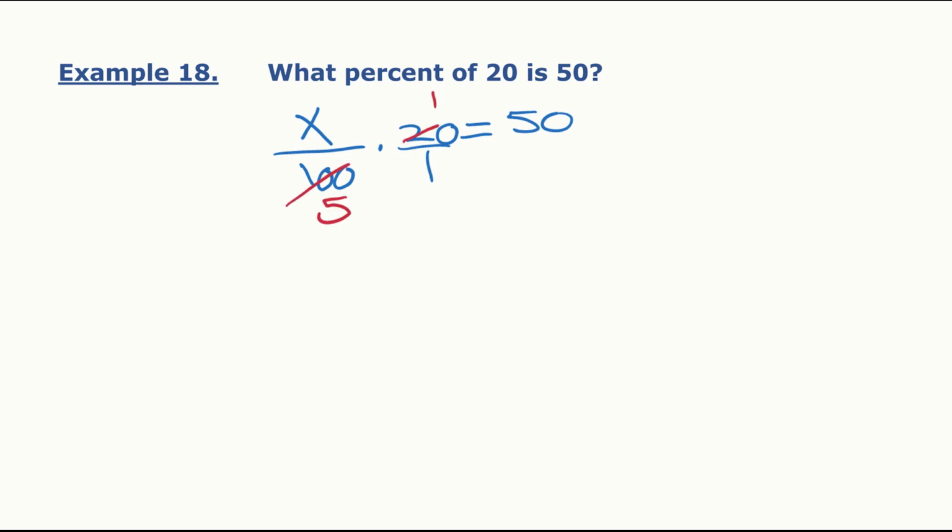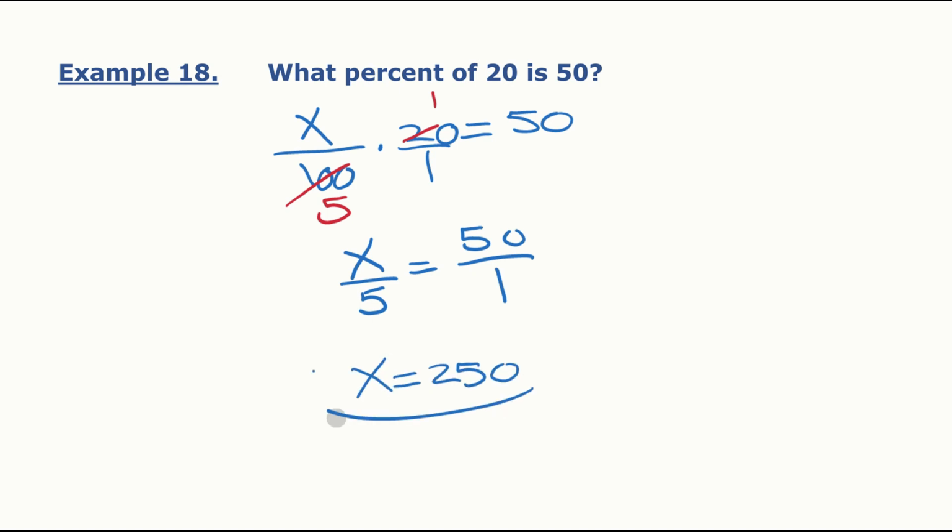So now it becomes a lot simpler. So we get x over 5 equals 50 over 1. So now we cross multiply to solve. So we get x equals 250. So what percent of 20 is 50?